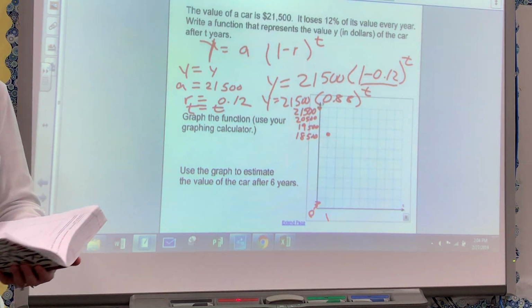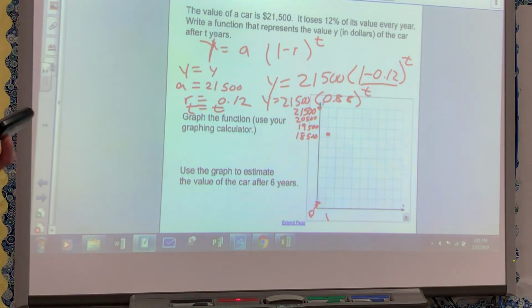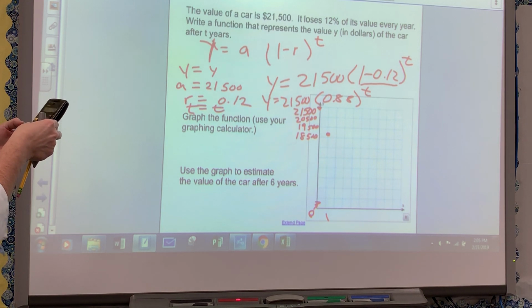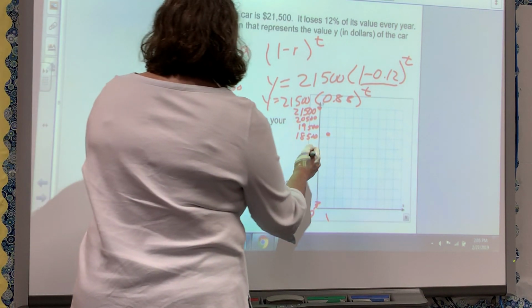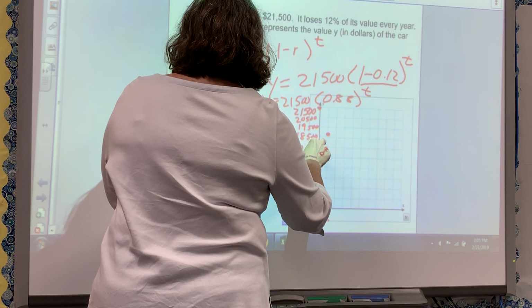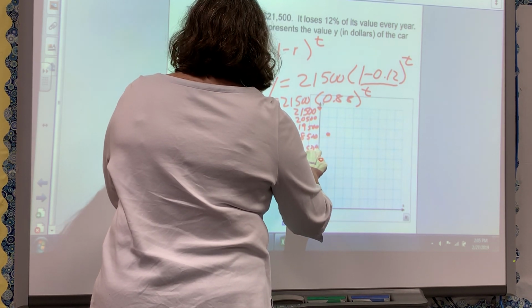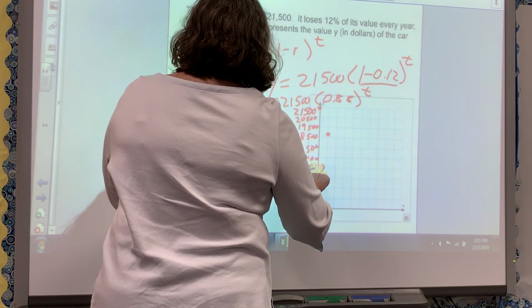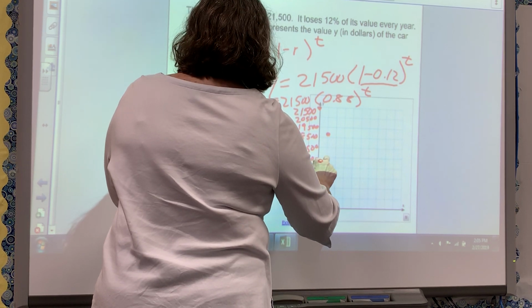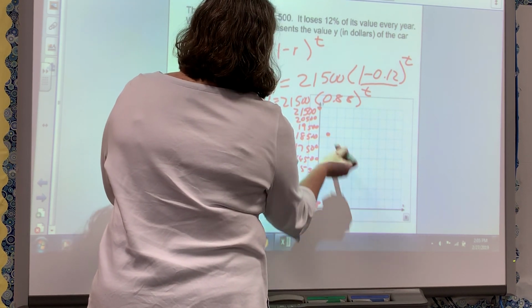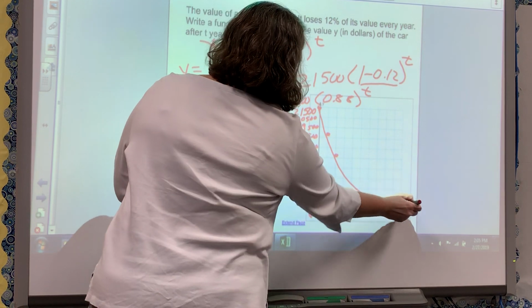Or you can use just your calculator. I'm going to use my calculator, and wait, because I know that my t is going to be a 2. 0.88 raised to the second power times 21,500 equals 16,649.6. Okay, so I see it's going to go like this.